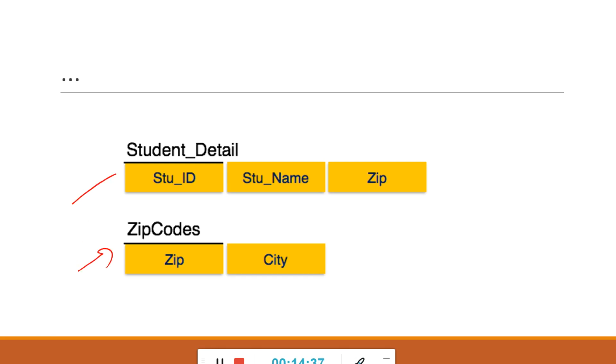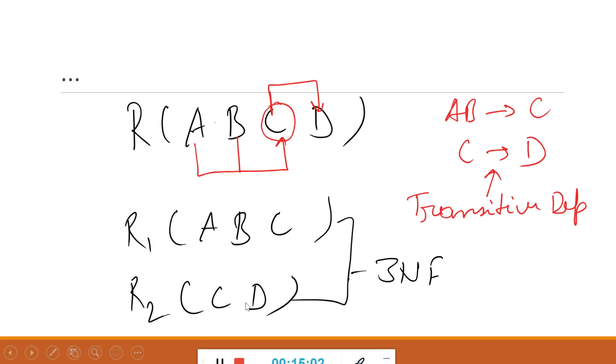We can break it in this form: student ID, student name, zip, and we can map zip and city. We can create an entire database of zip and city in the other table, and whenever you need to identify the city name, we can identify it by using the zip, because it is unique for every city. You can also understand here there is a relation A, B, C, and D, where A, B can find C and C is able to find D. So this is the transitive dependency. We can resolve this relation by dividing it into two relations, where A, B, C is one relation and C, D is another relation.